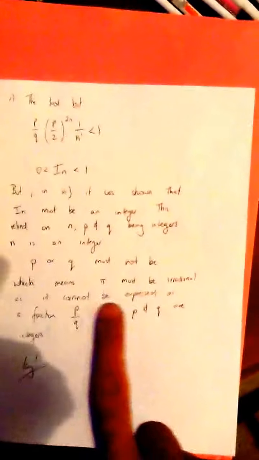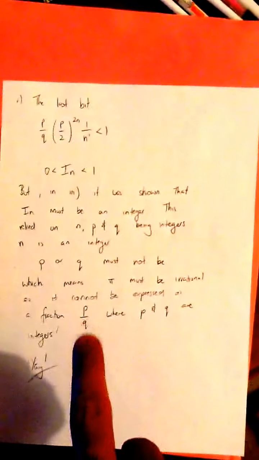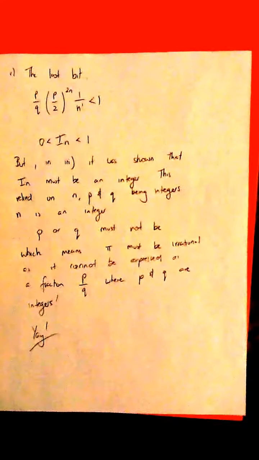And then that means that pi must be irrational, because it cannot be expressed as a fraction p over q where p and q are integers. At least one of them is not. And then you've finished. Look, that's a tough question.